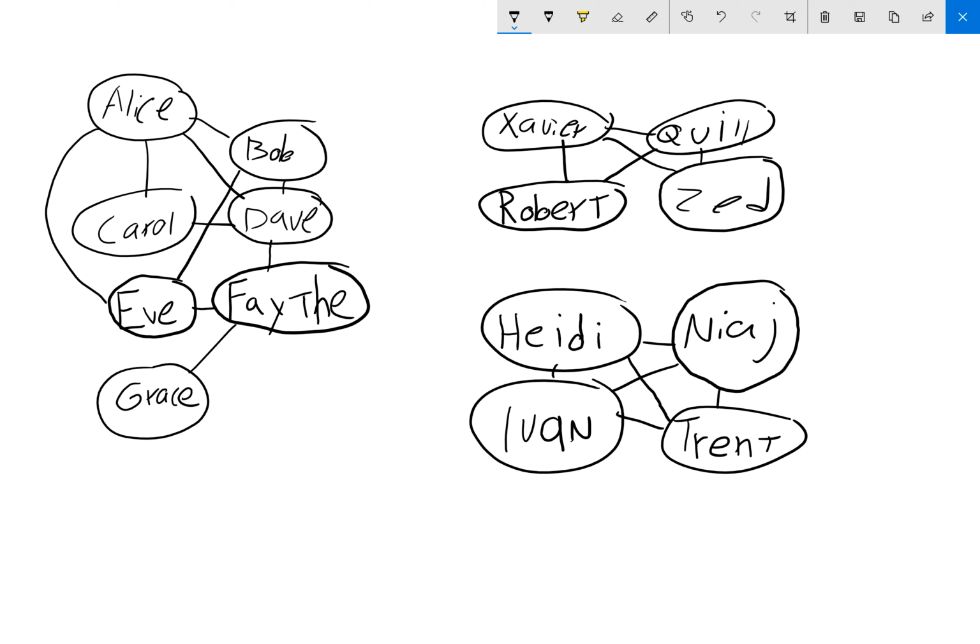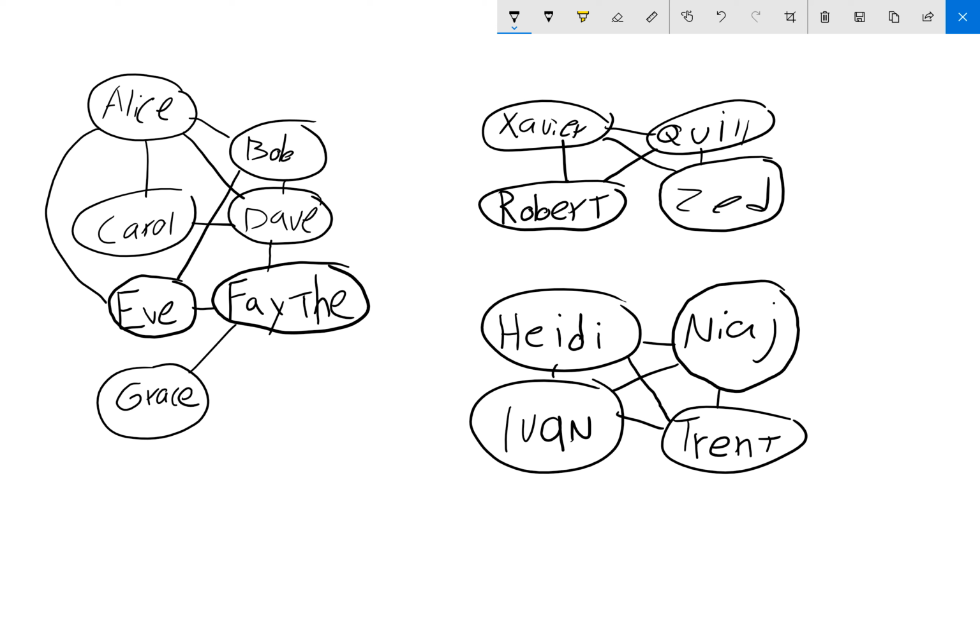Alice is also fairly connected because she's connected to Bob, Dave, Carol, and Eve. So we've got some fairly connected people in this group, but if you look at Carol or Grace, they're not very connected. Faith is friends with Dave, Eve, and Grace, but she's not connected with Alice or Bob. And so we want our friendship suggester to suggest friends who will have the most friendships in common. You might recognize this from Facebook's actual friend suggester. It tells you how many friendships you have in common with a person.